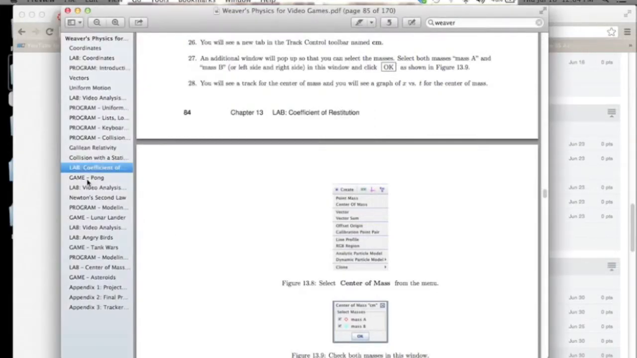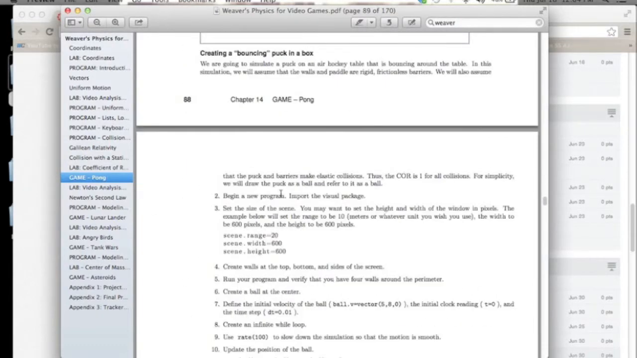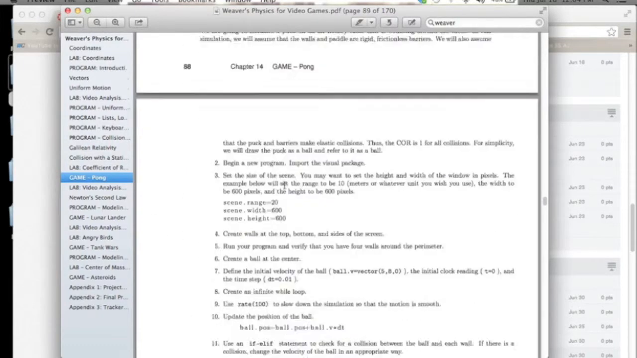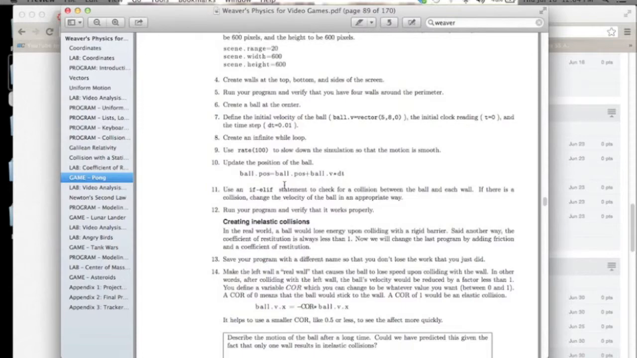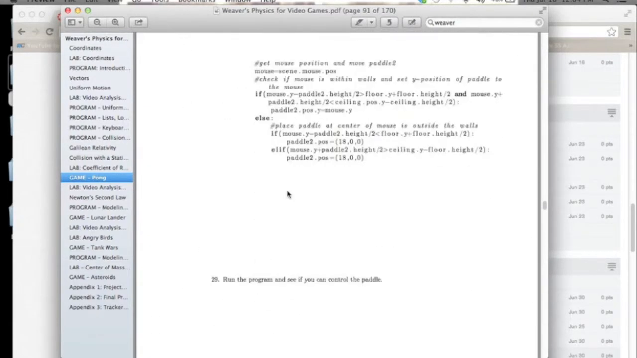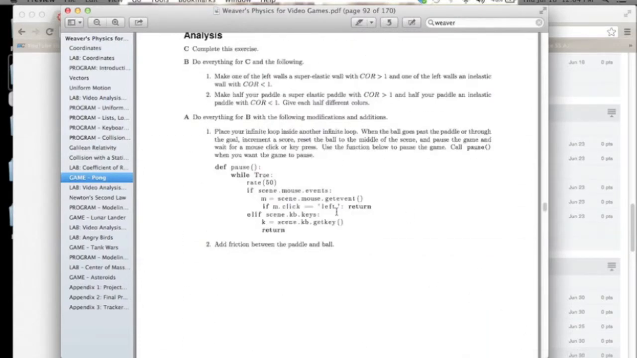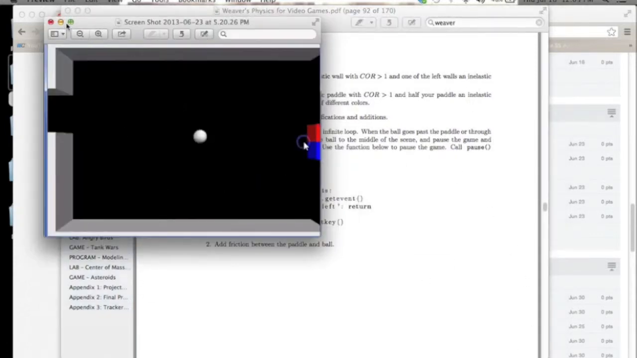And then we went into another programming assignment using VPython, where we had to create the game Pong. We first played a game of Pong, and we tried to copy that, a smaller and not as intense version of Pong, and did some coefficient of restitution and stuff like that. And here's a screenshot of the game.